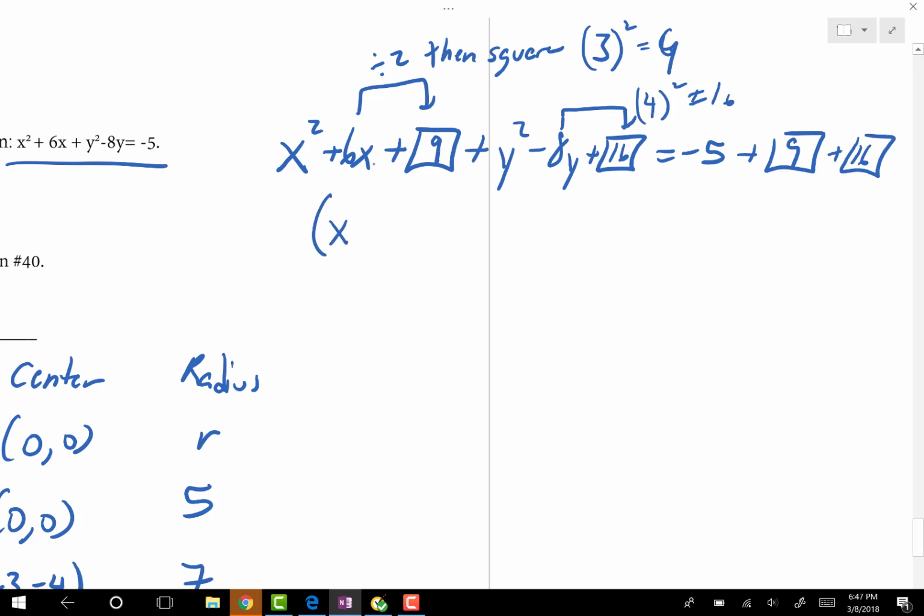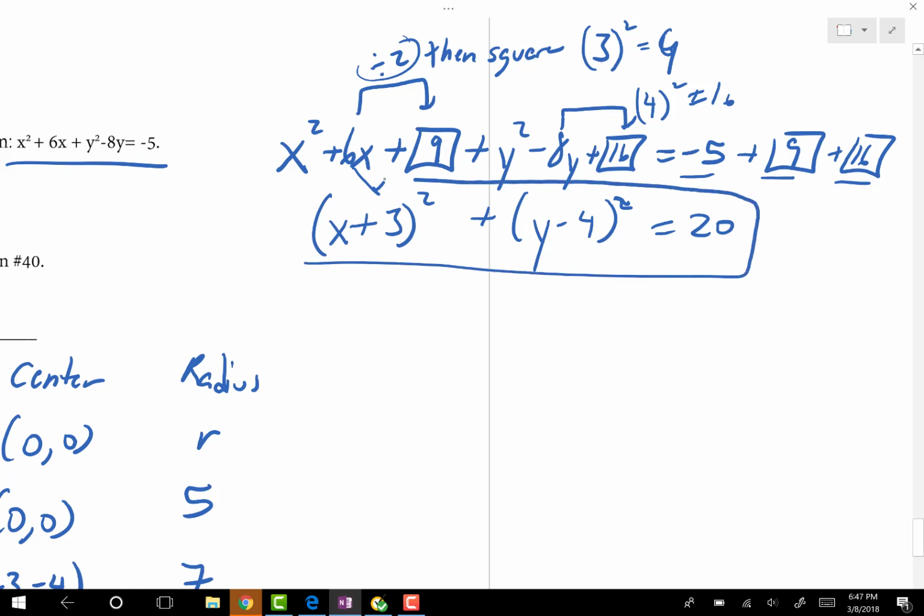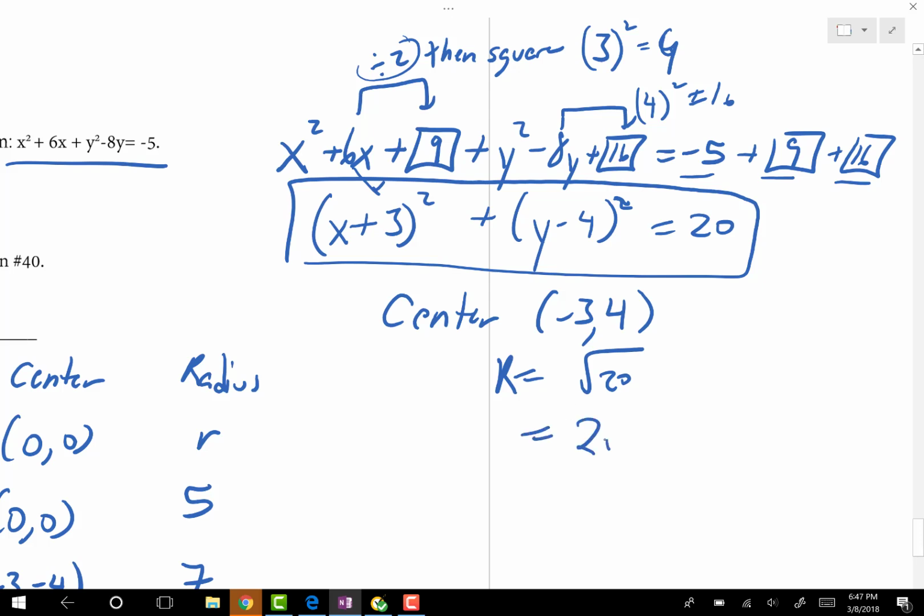The perfect square that we made is (x plus 3) squared and (y minus 4) squared. As soon as you divide it by 2, that's the number that goes there. Negative 8 divided by 2 is negative 4. And then this side is what it is, so negative 5 plus 9 is 4, plus 16 is 20. So now that we have it in standard form, we can pluck out the center as negative 3, 4, and then the radius is the square root of 20, which is not nice, but you could simplify it to 2 root 5.